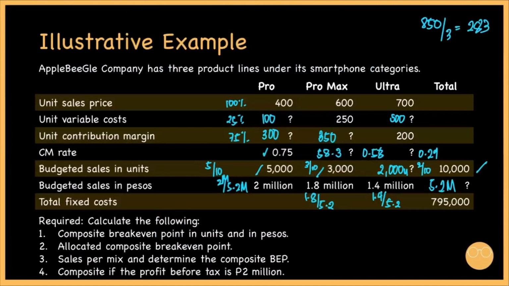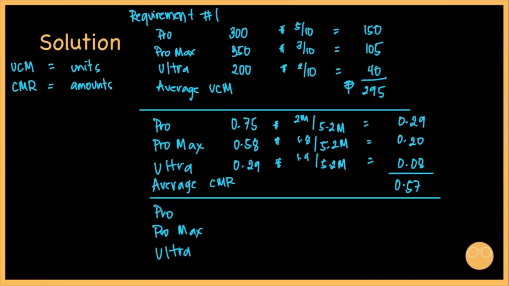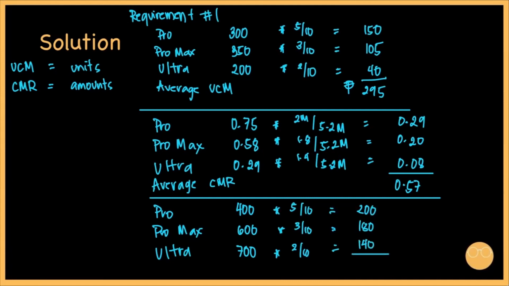For the Pro, we have 400, Pro Max 600, and Ultra 700. Then let's use the sales mix ratio that we have for the unit contribution margins. The average unit selling price for the Pro lineup is 200. For the Pro Max, it's 180. Then for the Ultra, it's 140. Let's sum it all together. We are going to get 520 average unit selling price.